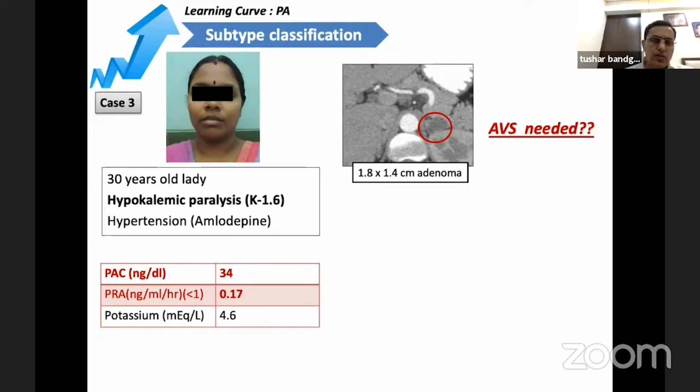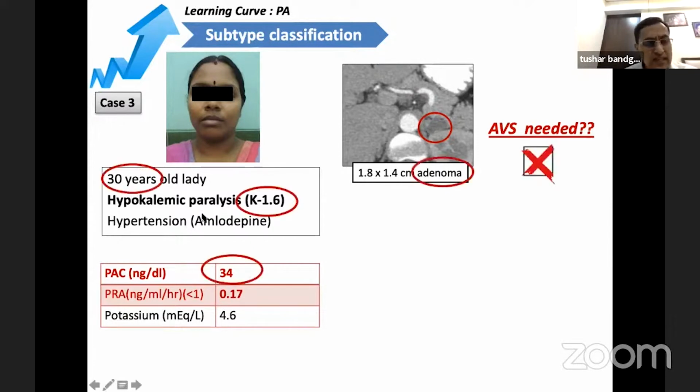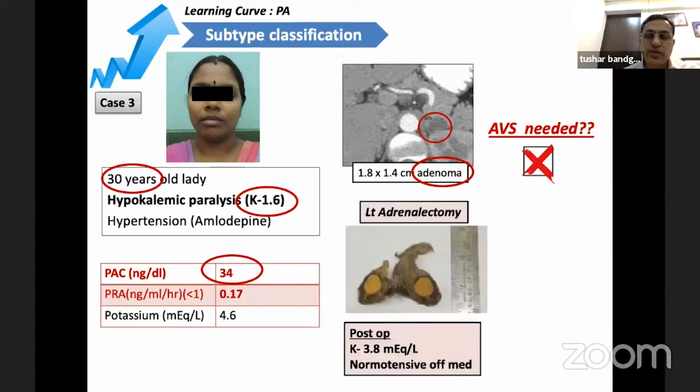So look at this lady who is young and who has hypertension and hypokalemia. Biochemically, she is completely diagnosed as PA. Aldosterone is more than 30. Hypokalemia, young, less than 35 years of age. You do a CT scan, it shows a left adrenal adenoma. The right side is not showing anything. So this case doesn't require confirmation. One screening test is enough. And this case doesn't require any adrenal venous sampling. You can go ahead and operate on this patient.